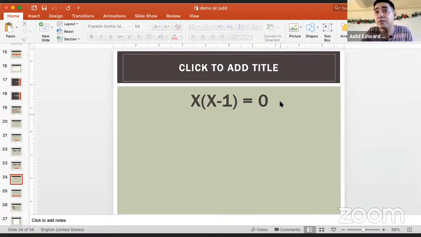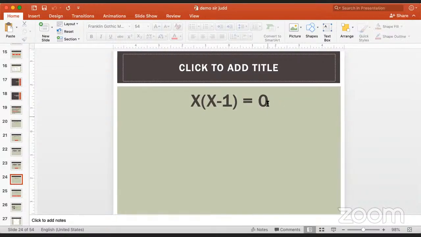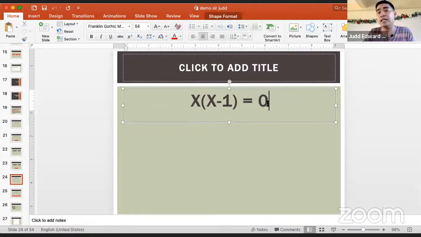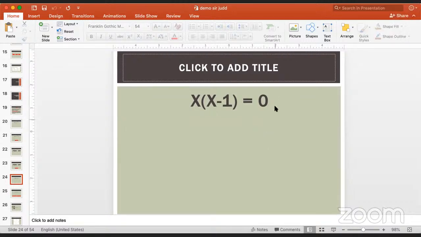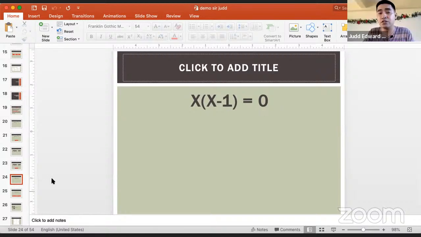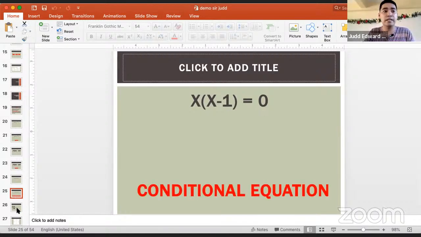Okay, and it is not anymore true if you substitute the other values for x. For example, 10. 10 minus 1 is 9. 9 times 10 is 90, and 90 is not anymore equal to 0. Therefore, there will be some conditions in which the equation will satisfy the given. Okay, and in that case, we call this a conditional equation. Okay, so that is conditional.